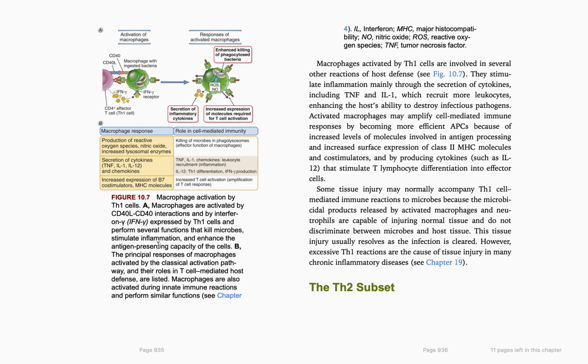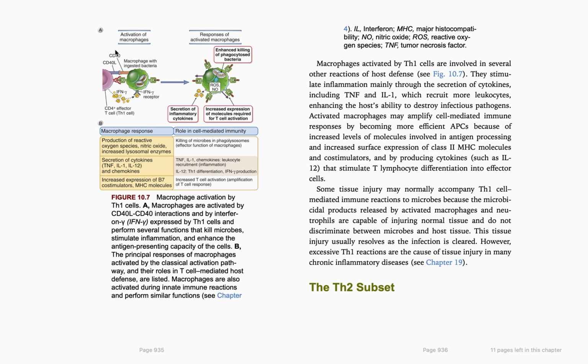So we have another diagram here, figure 10.7. Let us read, then see the diagram. Macrophage activation by T helper 1 cell. We have the diagram A and B. Macrophages are activated by CD40 ligand, CD40 interaction, and interferon gamma expressed by T helper 1 cells and perform several functions that kill microbes, stimulate inflammation, and enhance antigen-presenting capacity of the cell.